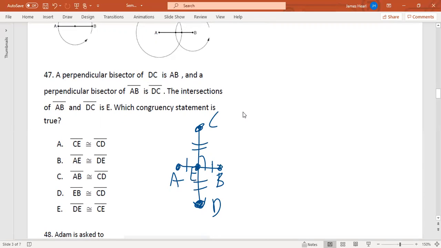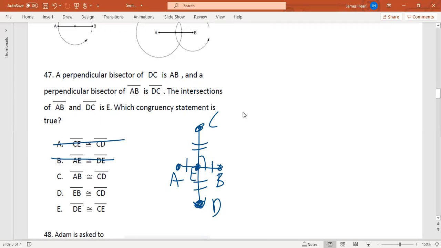Now it's a matter of just checking off until we find the right one. So C to E is equal to C to D. That's not true. C to D is the whole thing. A to E matches D to E. That's not true. That's 2 different line segments. They're bisectors of each other, but nothing says they have to be the same length. The short one could be 2 and 2, and the long one vertically could be 8 and 8, for example.